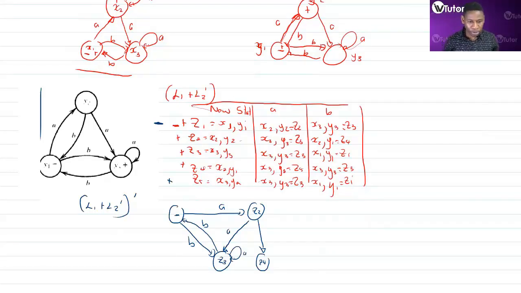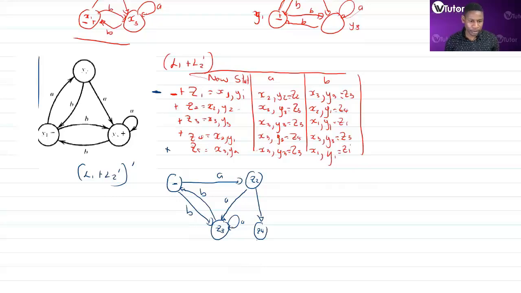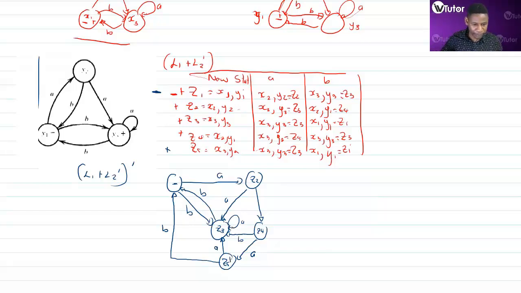Z4 with an A, you go to Z5. With a B, you go to Z3. Z5 with an A, you go to Z3. With a B, you go to Z1. So here we have got the initial state, and the only other final state is Z5. Like that. So that is L1 in L2 complement.